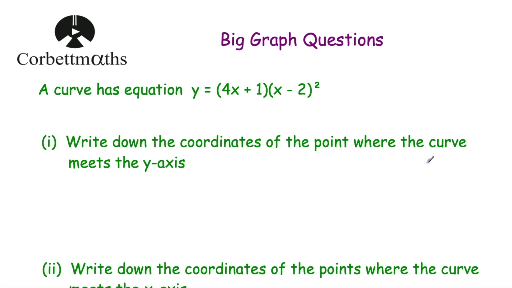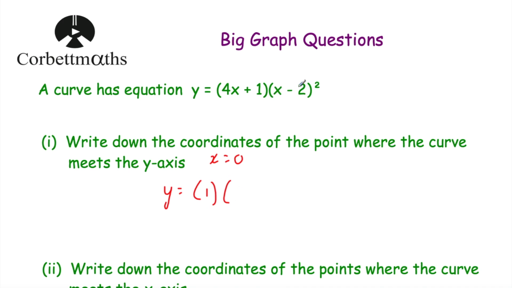So to find the coordinates of the point where a curve meets the y-axis, we just need to let x equal 0. So we'll substitute that into the equation and we'll find out what y is. So we've got y equals 4 times 0, that's 0, plus 1, that's equal to 1. I'm just going to put that in a bracket there.